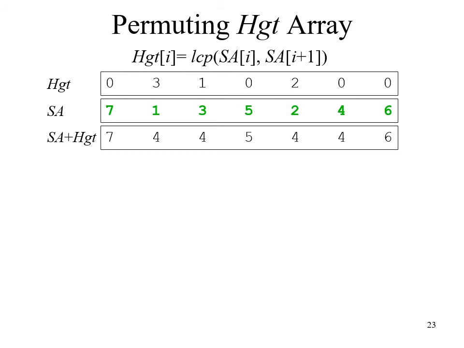To compute the height array, we permute, or rearrange, the values. So this is the input 0310, and the suffix array values are like this: 7135. Then consider the summation of SA[I] and height[I]. Then the values are 7, 4, 4, so 0 plus 7, 3 plus 1, 1 plus 3, and so on. Then 5, 4, 4, 6.